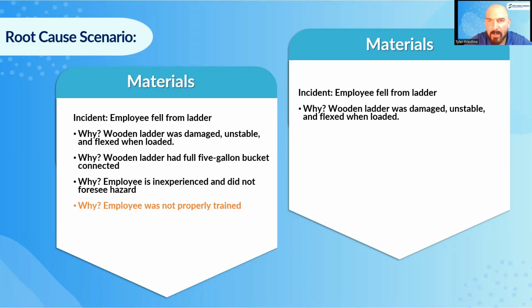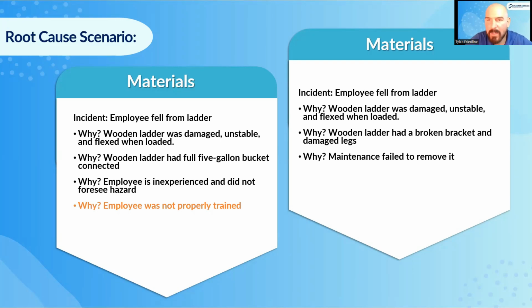We have the wooden ladder was damaged, unstable, and flexed when loaded. Well, why is that? The wooden ladder had a broken bracket and damaged legs. Why? Maintenance failed to remove it from service. You heard Brennan, the supervisor, say, hey, I was meaning to remove that. You know, I see that a lot in companies. They say something like, oh, it's fine sitting on the production floor. No one's going to use that. And then somebody eventually uses it and it leads to injury.